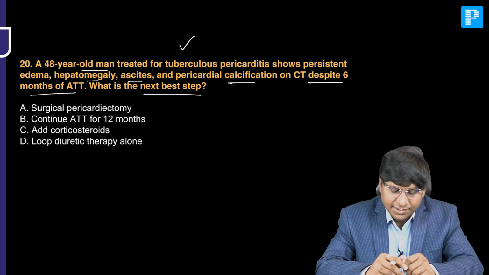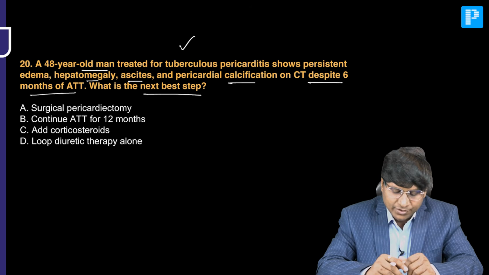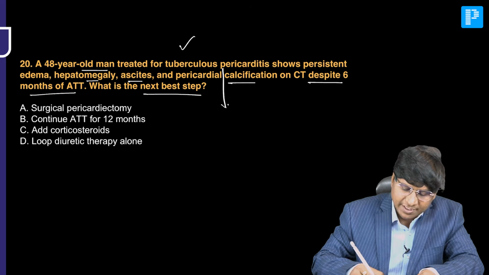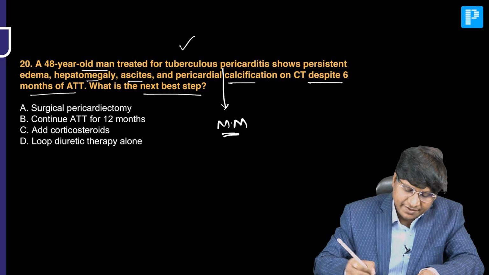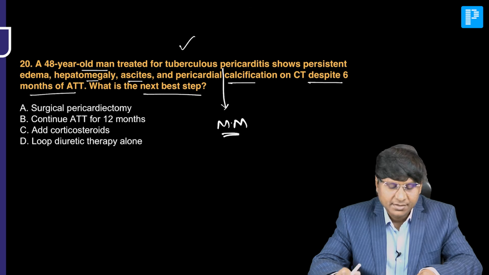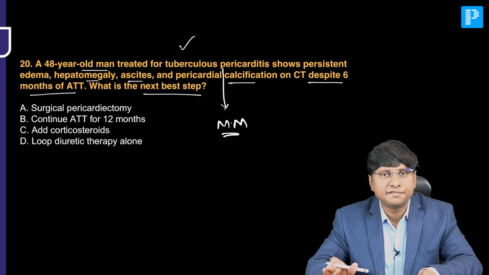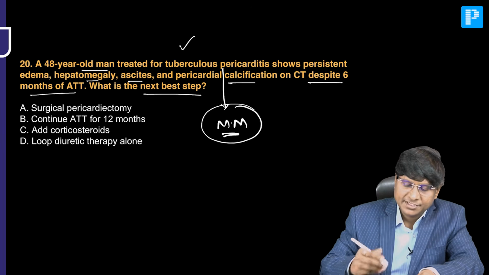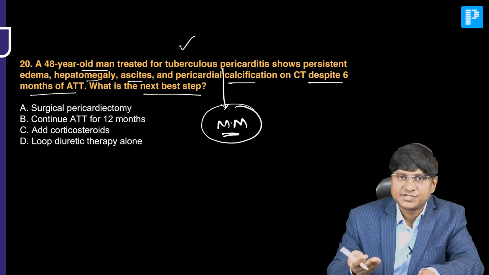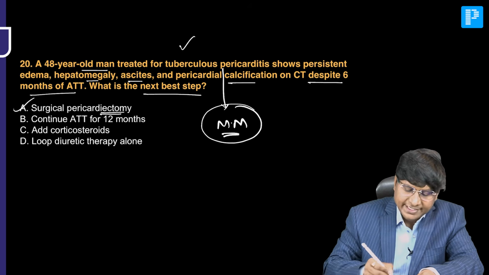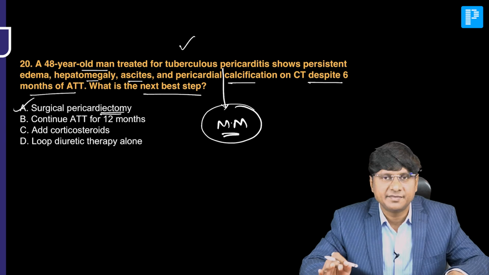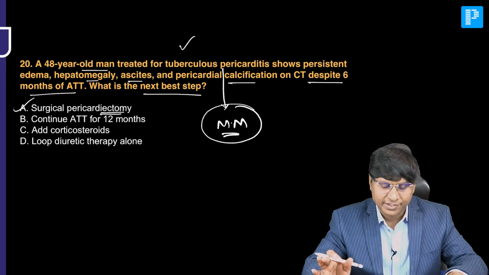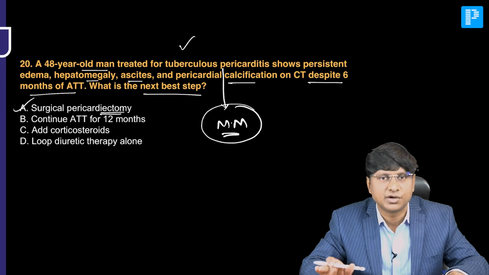Surgical pericardiectomy, continue ATT for 12 months, add corticosteroids, loop diuretic therapy alone should be given. So this individual has tubercular pericarditis and has been given medical management for nearly 6 months. But still the patient has features of right heart failure as well as left heart failure. In spite of medical management, if the patient does not respond and the clinical manifestations are still present, then in case of constrictive pericarditis, the ideal treatment is surgical pericardiectomy. So surgical pericardiectomy is the treatment of choice in patients with constrictive pericarditis who are not responding to medical management.